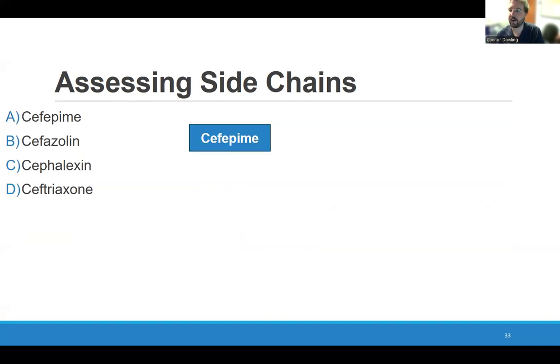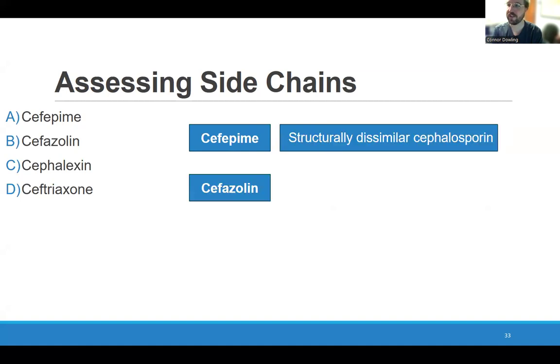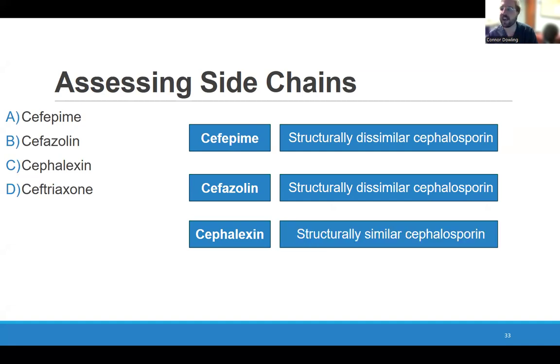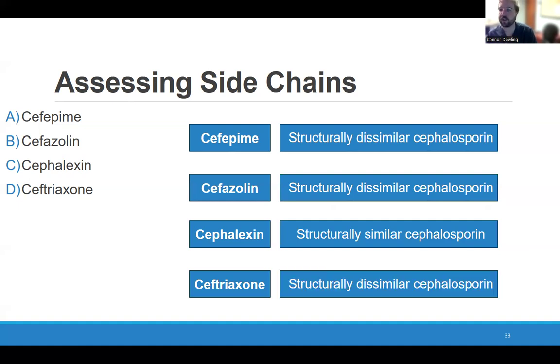For the sake of time, I will go through each of these and tell you whether it's structurally similar or dissimilar, to spare you from looking at the chart too many times in a row. Cefepime is going to be a structurally dissimilar cephalosporin from cefaclor. Cefazolin is also structurally dissimilar from cefaclor. They don't share a similar side chain. Cephalexin, on the other hand, is structurally similar, as they do share similar R group side chains. Ceftriaxone, like cefepime and cefazolin, does not share similar side chains with cefaclor and is a structurally dissimilar cephalosporin.